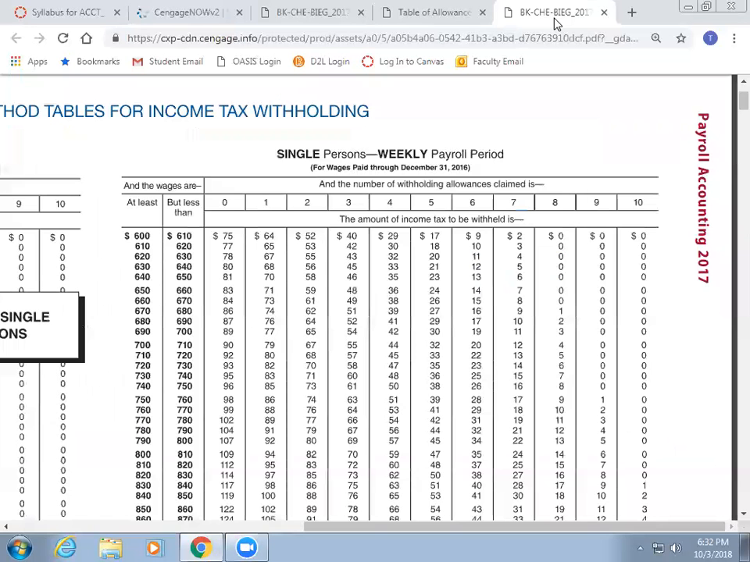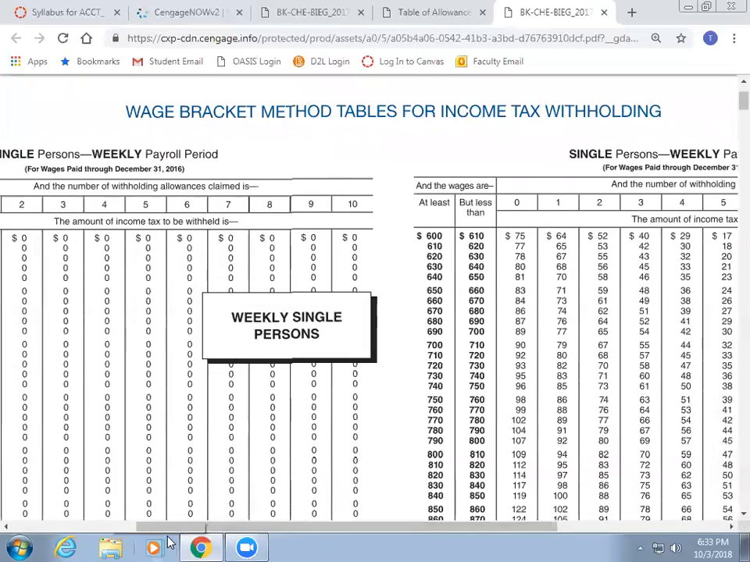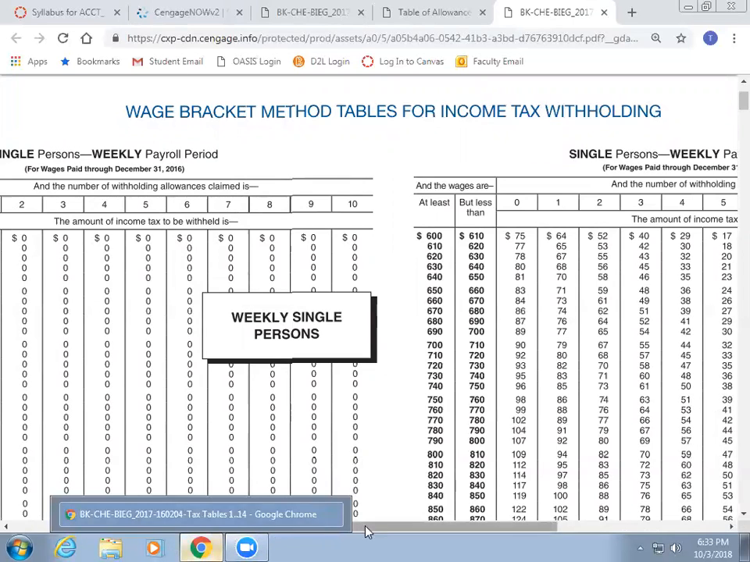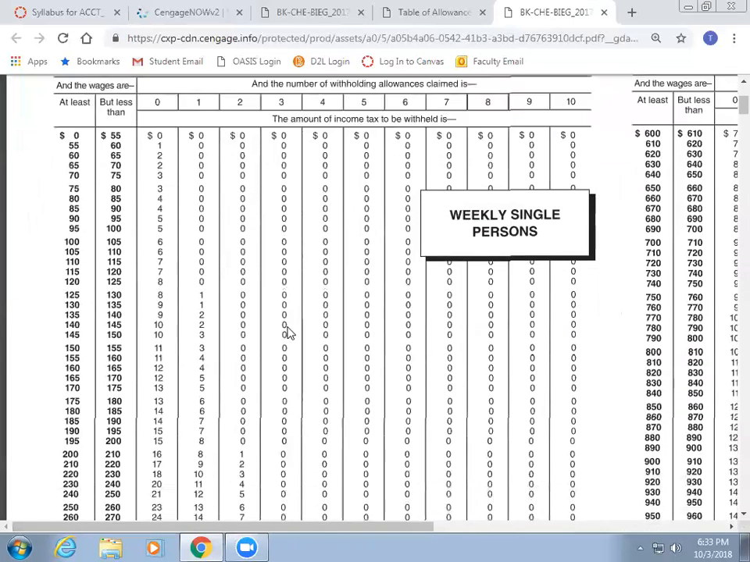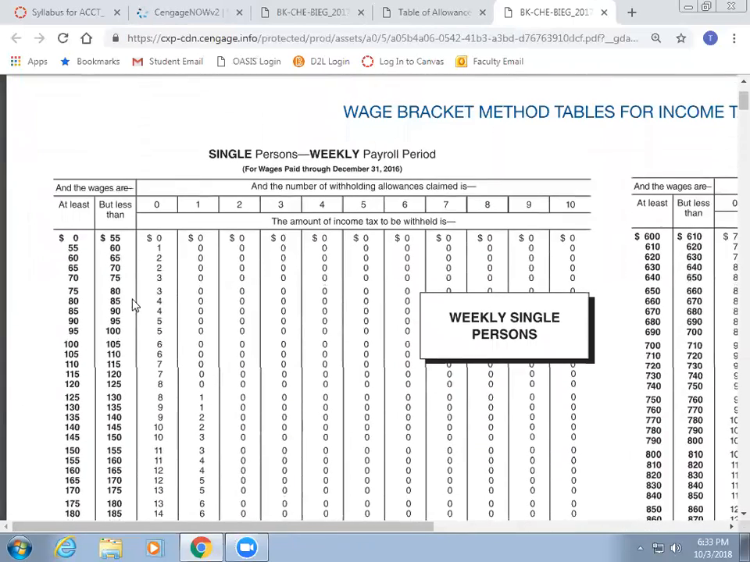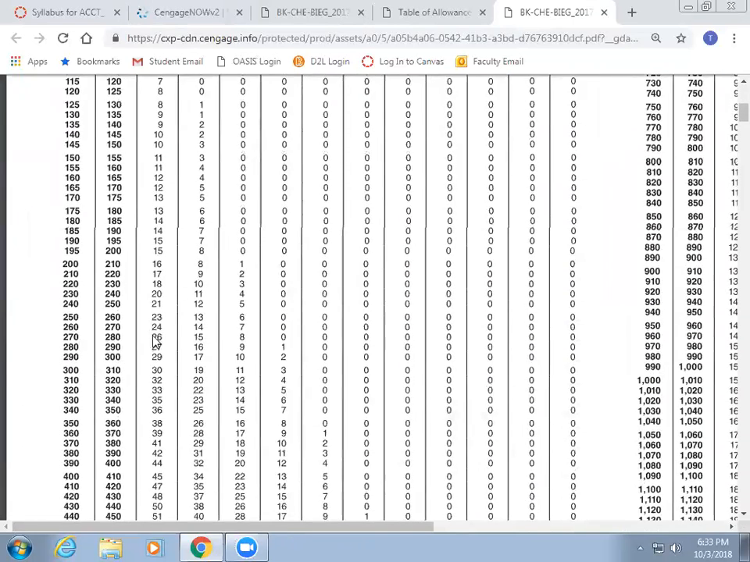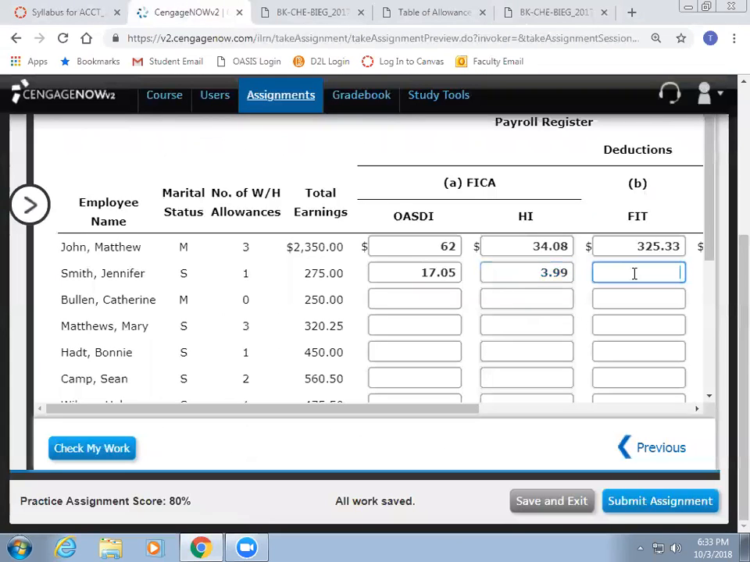And then once again, if we go to the wage bracket method tables, we can use those with her. She is single with one withholding allowance. So I would just look on the table until I find between 270 and 280. So I'm on single person's weekly pay, and I go down to 270 to 280, and with one withholding allowance, her federal income tax withholding is $15. So I find that, and I pop it in.